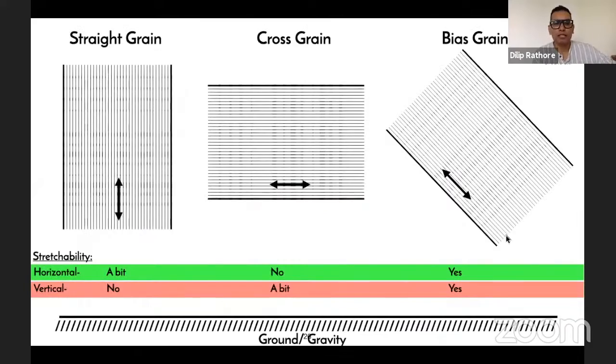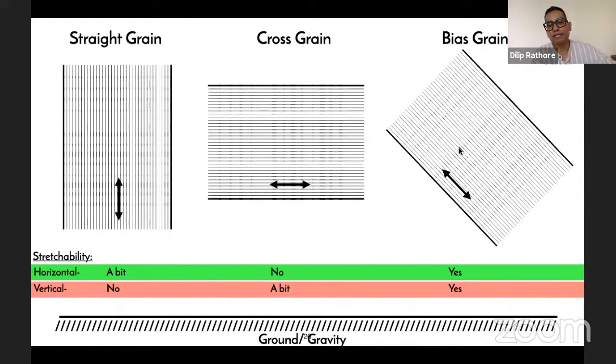That brings us to the first picture over here. Which one is the one which expands horizontally and not much vertically? Here, the first one expands horizontally a bit, vertically no. So from the three different examples, we understand that a straight grain is most suitable for the garment.